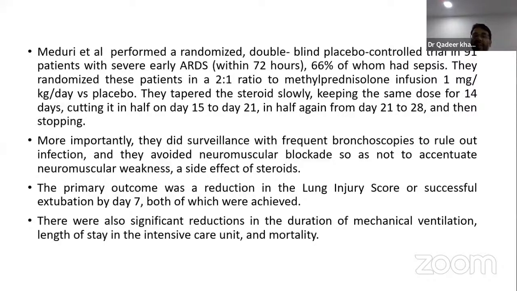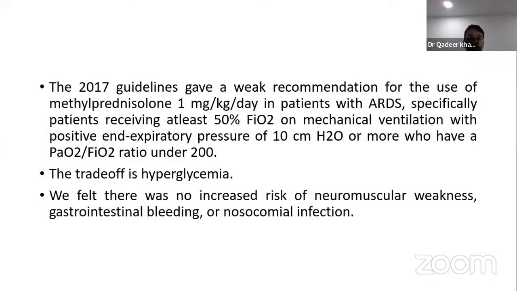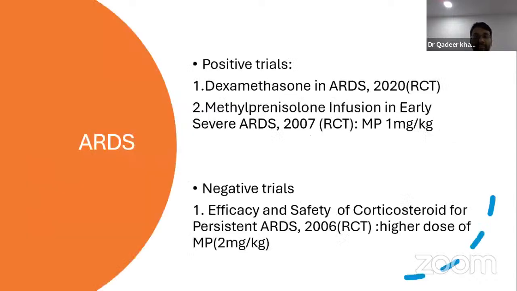There was also a significant reduction in the duration of mechanical ventilation, length of stay in the ICU, and the overall mortality. The 2017 guidelines gave a weak recommendation for the use of methylprednisolone 1 mg per kg per day. The trade-off was hyperglycemia, and there was no increased risk of neuromuscular weakness, GI bleed, or nosocomial infections if these steroids were given at a dose of 1 mg per kg per day.